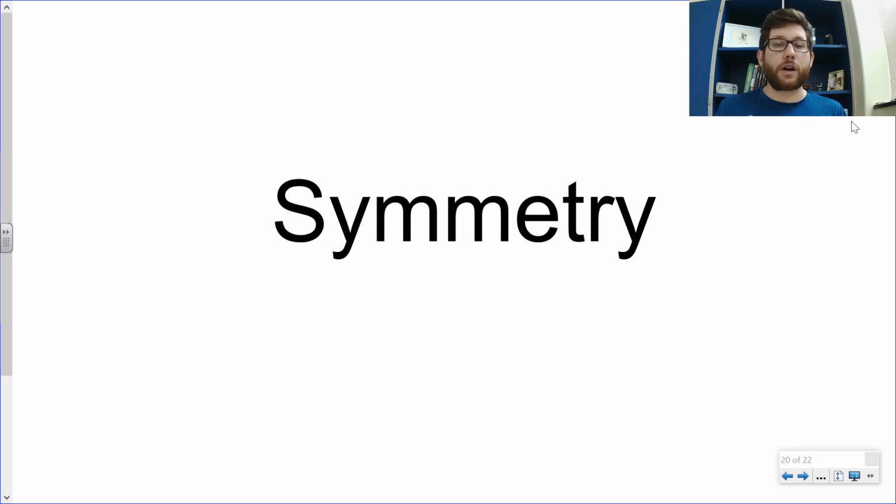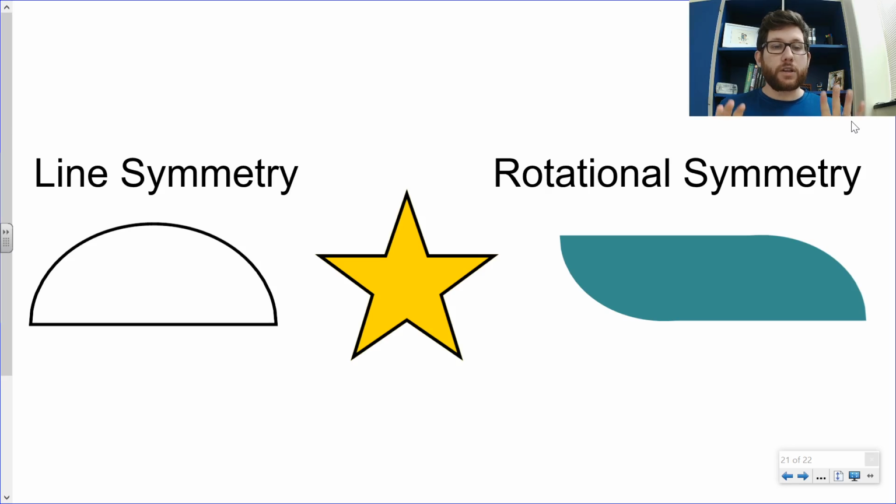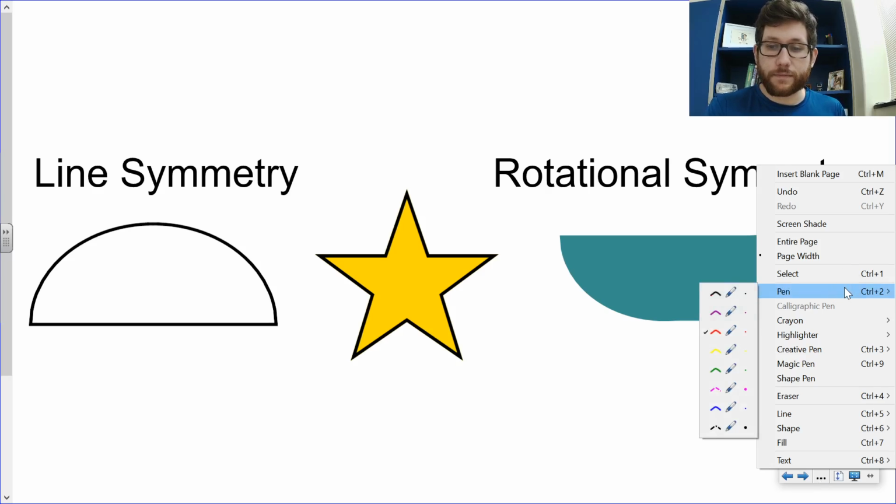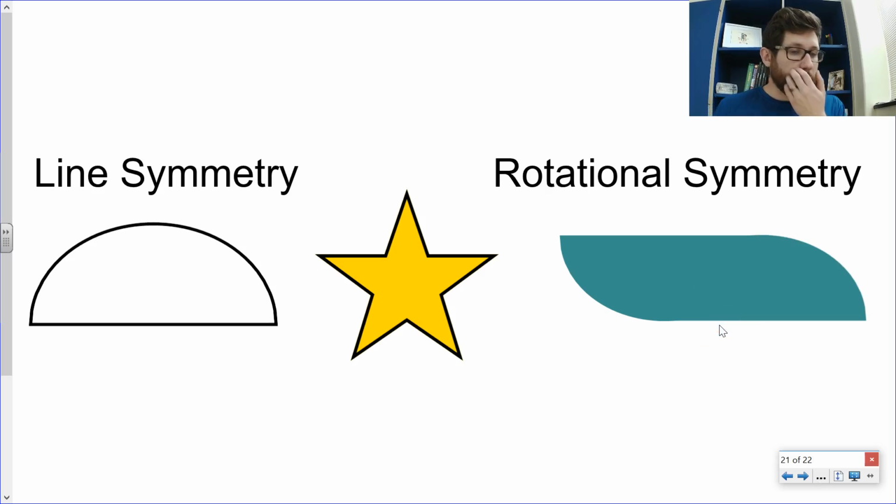There's two types we want to talk about. There's line symmetry and there's rotational symmetry. So here are the two types, and I've combined a couple of different shapes that have different types of symmetry to them. So let's take a look at this first shape. I've got kind of a half circle here. And with this half circle, this has line symmetry.